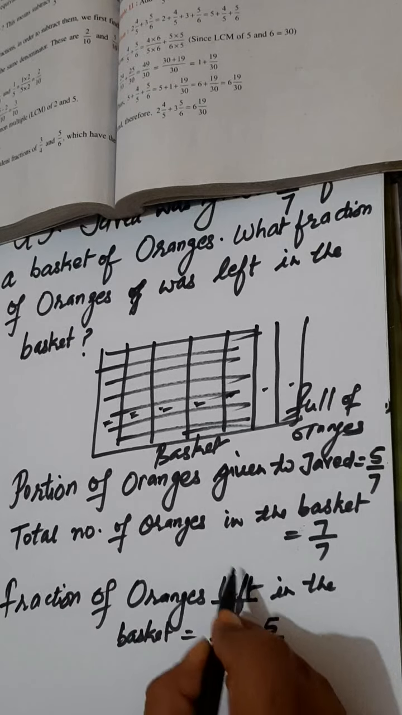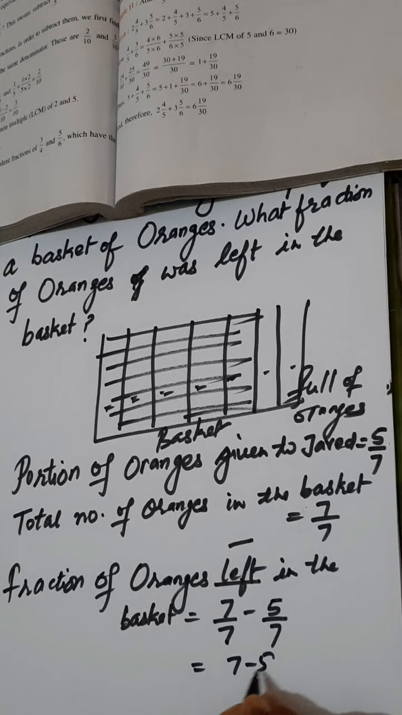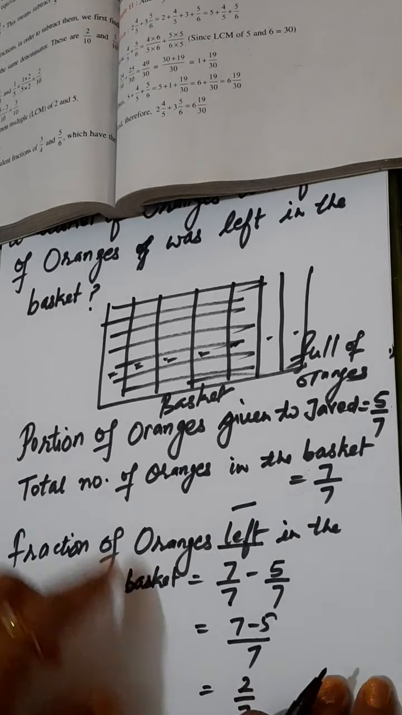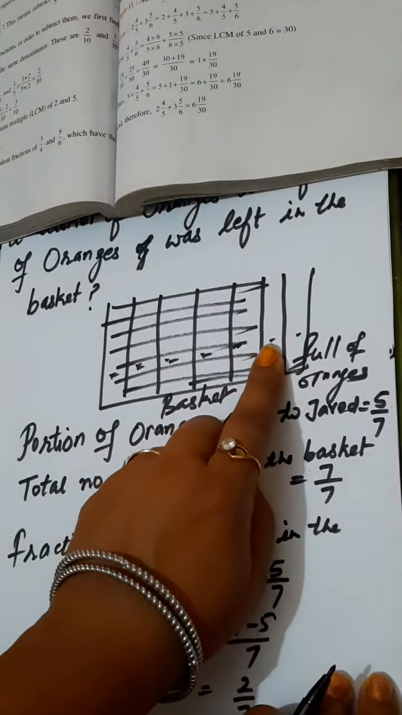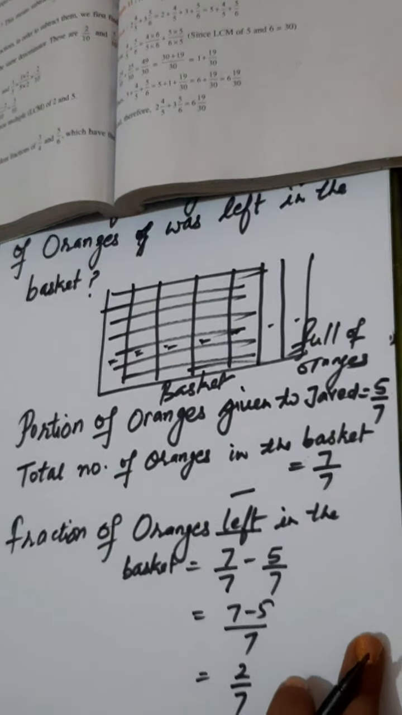here, because left indicates minus. If you subtract, you will get 7 minus 5 over 7. So this is equal to 2/7. From the figure it is clear that the oranges left in the basket are 2/7. But we have to solve like this.